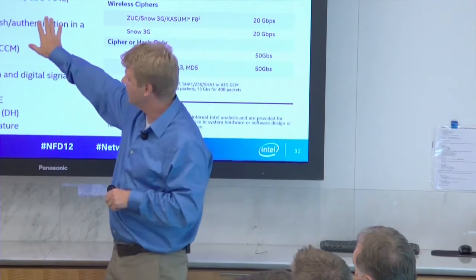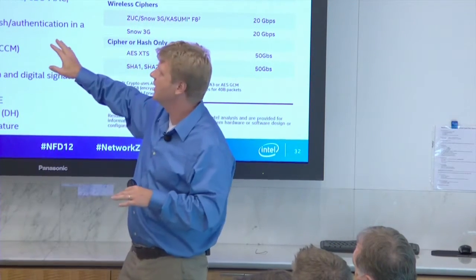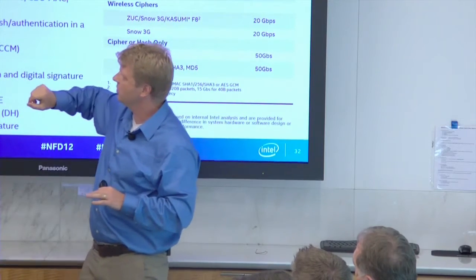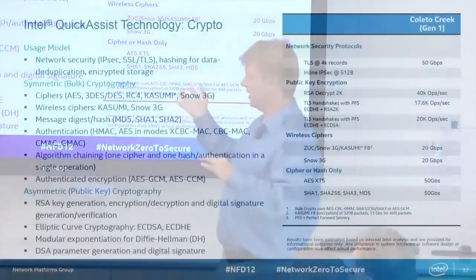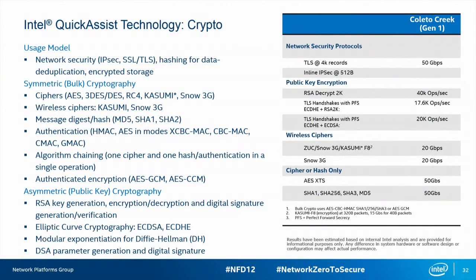Then we go into our authentication modes, and typically your authentication is always going to be paired with one of your bulk ciphers. So that's either going to be done with AES-128, CBC, HMAC SHA-1, or it's going to be done with something like AES-GCM, which has both authentication and bulk encryption as part of it. And then, as we already saw, we've got your RSA-2K and elliptic curve.